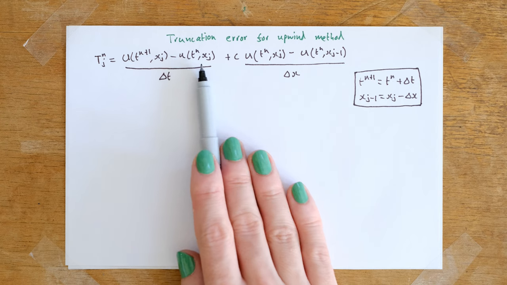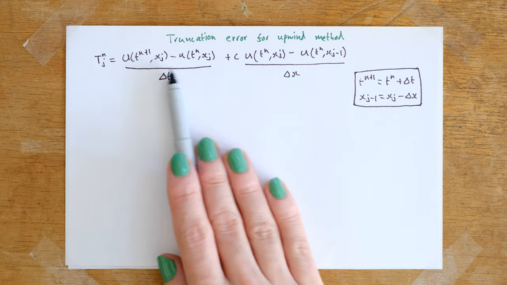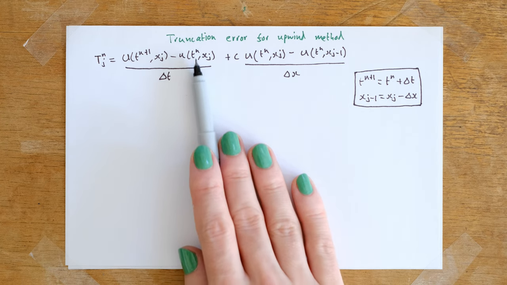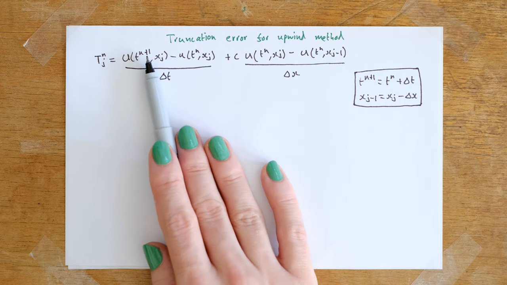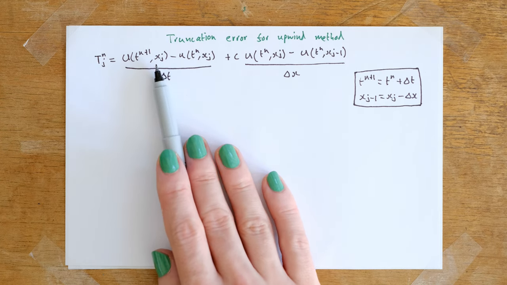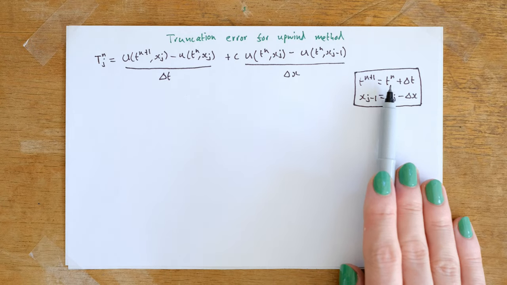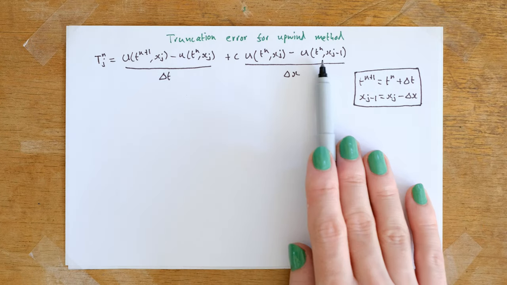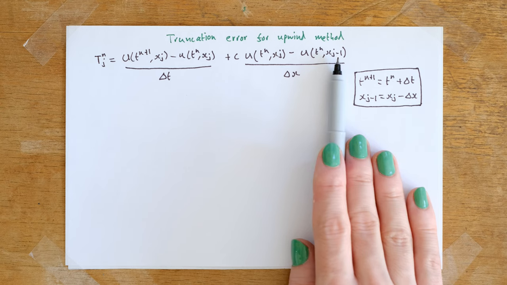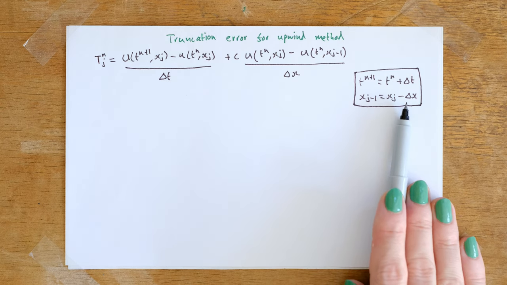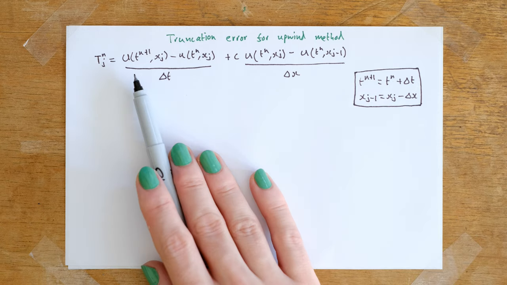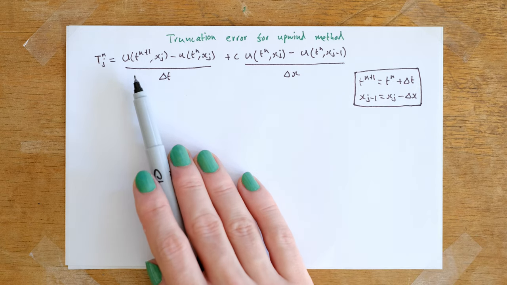And to calculate this truncation error, we're going to expand everything using Taylor series at t_n and x_j. So here we have a term at t_{n+1} and x_j, and we'll make use of that t_{n+1} is equal to t_n plus delta t. And here we have a term at t_n and x_{j-1}, and we know that x_{j-1} is equal to x_j minus delta x. So let's go ahead and Taylor expand these two terms.